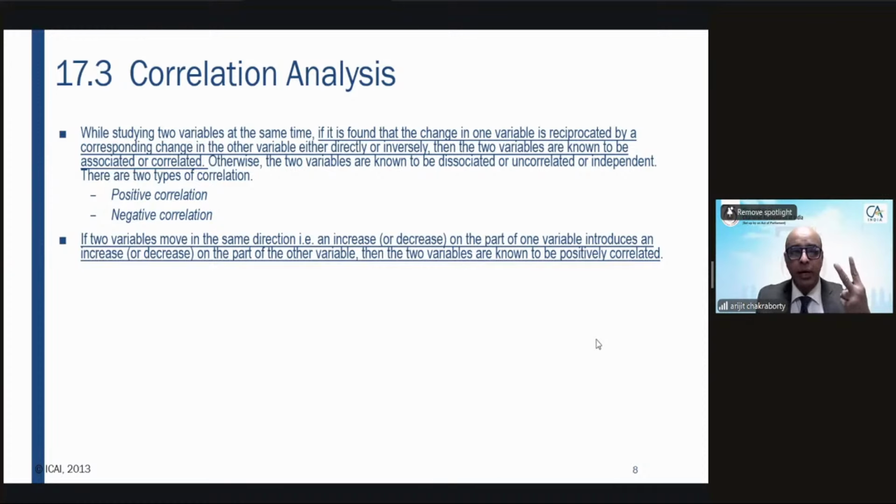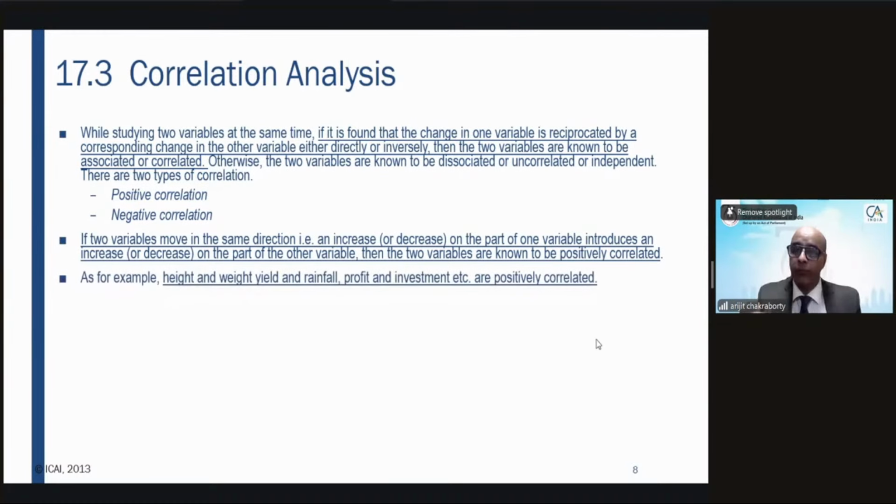Usually there are two types of relation, positive and negative correlation. So if two variables move in the same direction, we will call it positive correlation. For example, height and weight. Yield and rainfall, the more rain increases, will the productivity of crops also increase? Yes or no? If yes, then how strong is the relation? Similarly, what relation can there be between investment and profit, that also we need to check. That is an example of positive correlation.